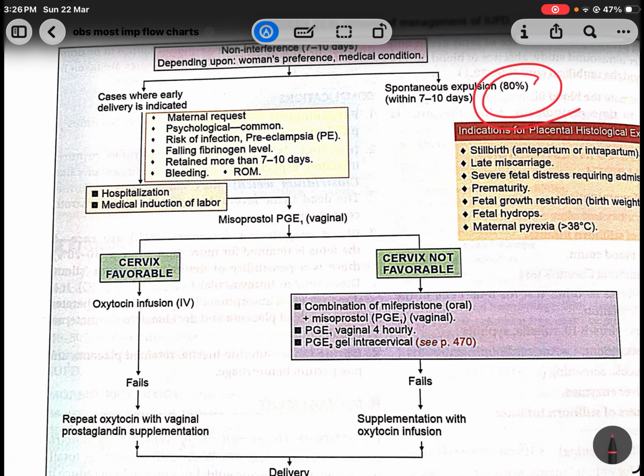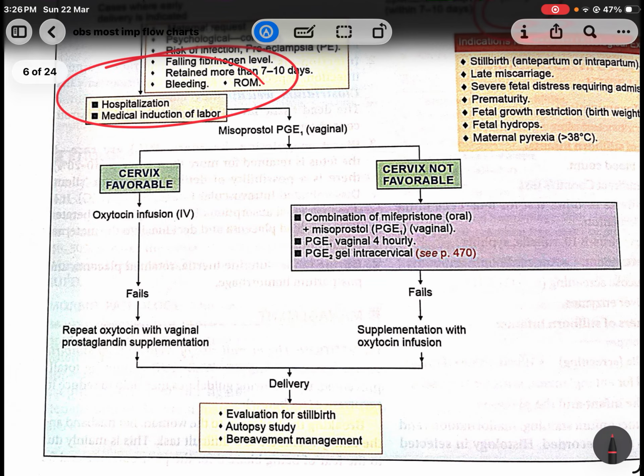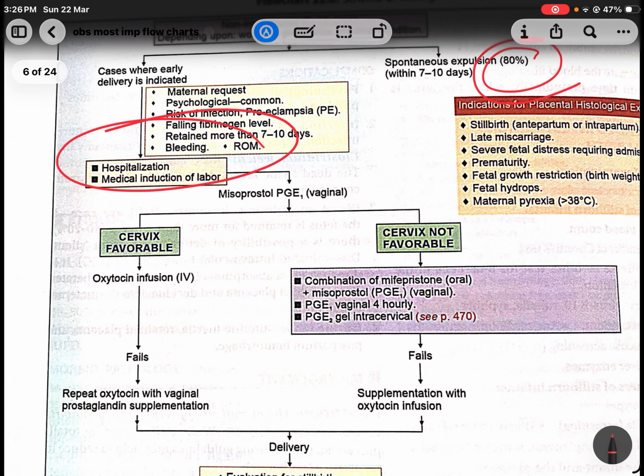Correct. So based on that, what you are going to do is admit the patient, then check whether the cervix is favorable or not favorable. If it's unfavorable, the important thing you need to do is try making it favorable. That's what they are trying to say. How do you make the cervix favorable? By giving misoprostol tablet. When you give it, if it's favorable, obviously start with oxytocin infusion, then deliver the baby.